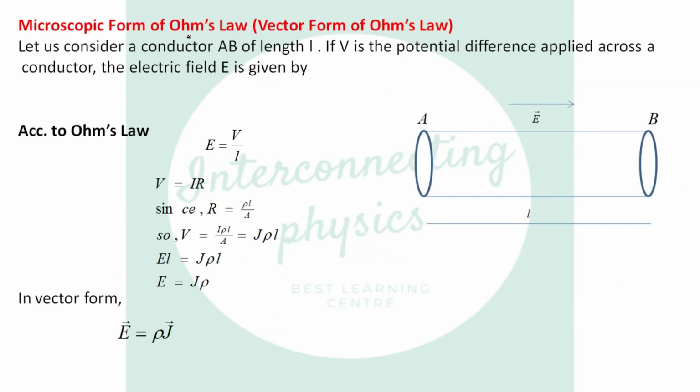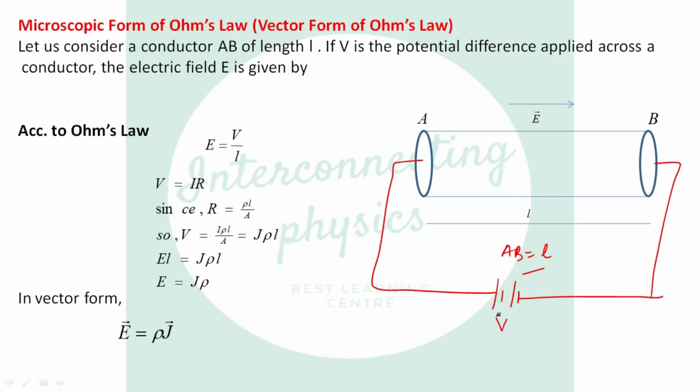Now microscopic form of Ohm's law, or we can say vector form of Ohm's law. For this, let us consider we have a conductor of length AB equal to L. Now let us say this conductor is connected with some battery having voltage or potential difference V. And we know the relation between electric field and potential. Electric field is always negative of the potential gradient. Okay. So if we take magnitude of this equation, we will get E equal to dV upon dr.